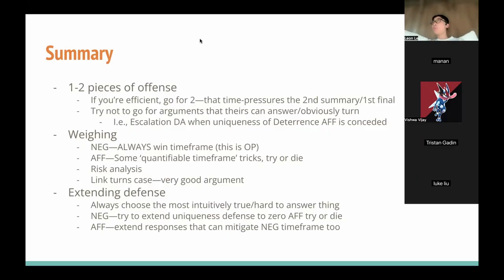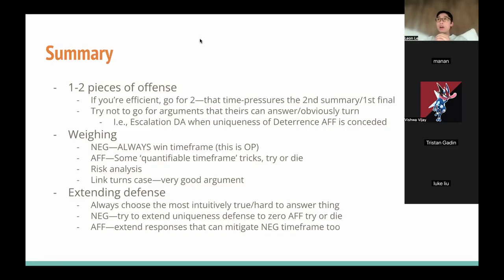I feel like the nature of the affirmative is that quantifiable time frame. They get access to this quantifiable time frame argument because they can say uniqueness means this impact happens at X date. And you should be looking for cards that generally say that.